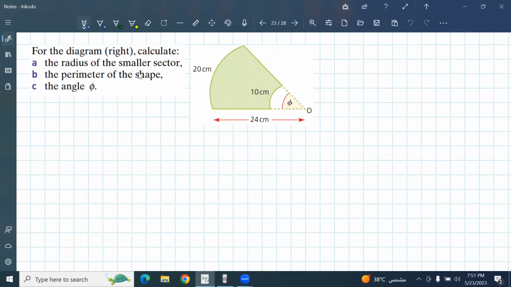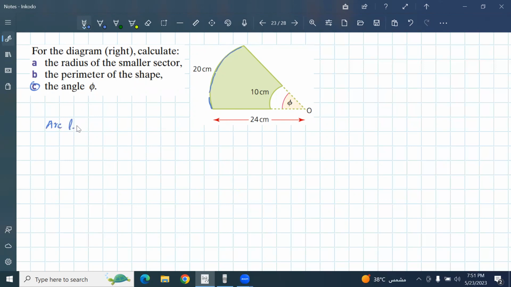The next question is: for the diagram right, calculate the radius of the smaller sector and the perimeter of the shape, as well as find the angle. So first of all, we will try to figure out the angle. That angle will help us to find out the other answers. So the angle is phi, and I will apply the bigger arc length, this one. Again, the formula is the same.